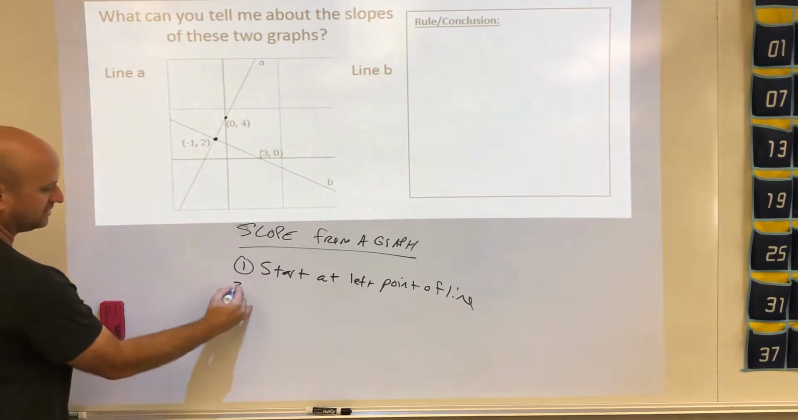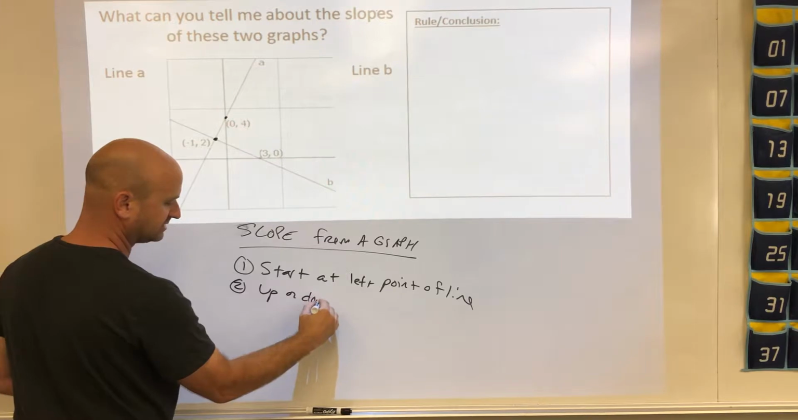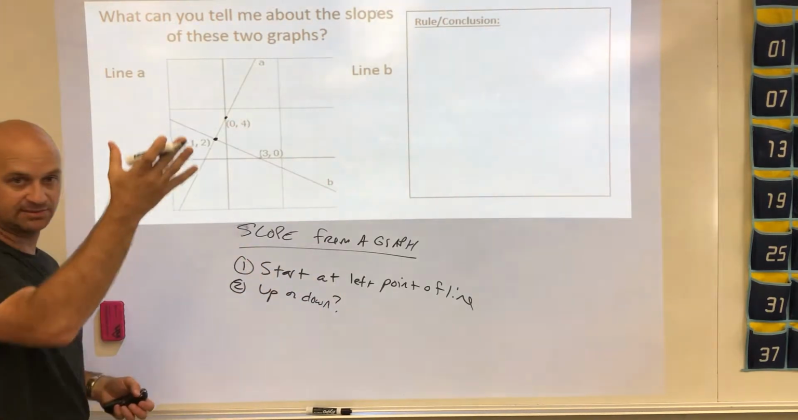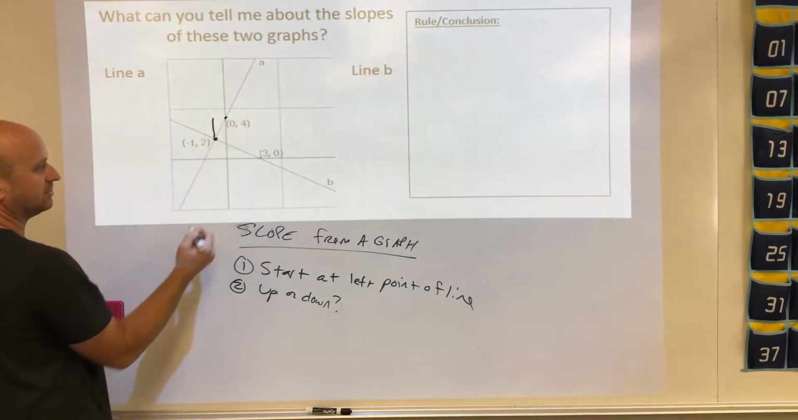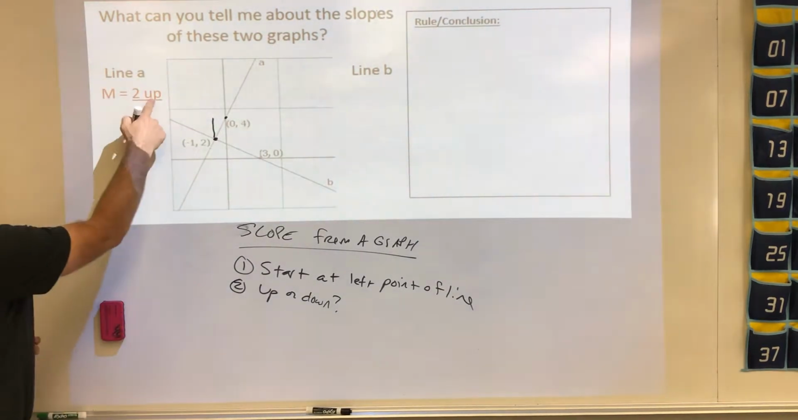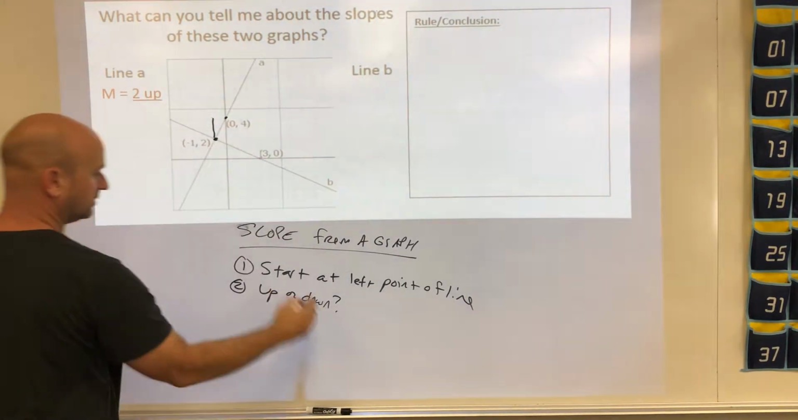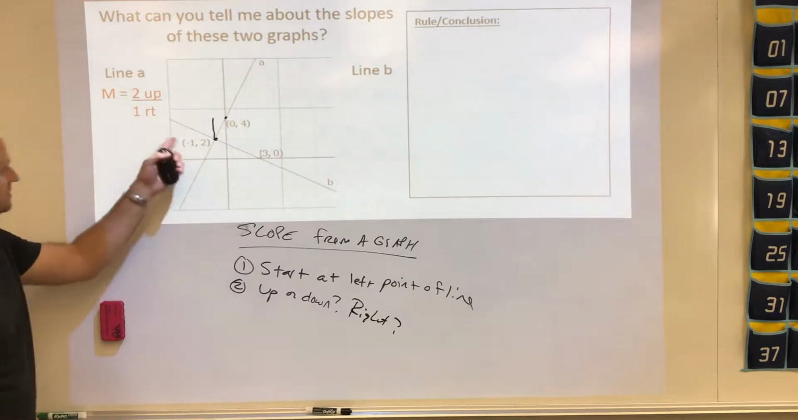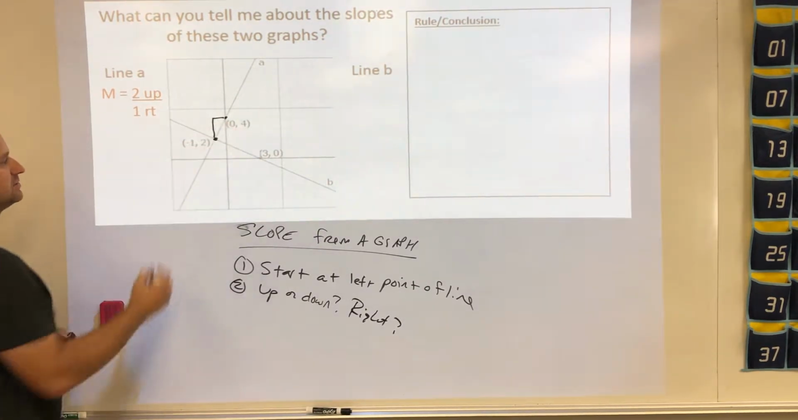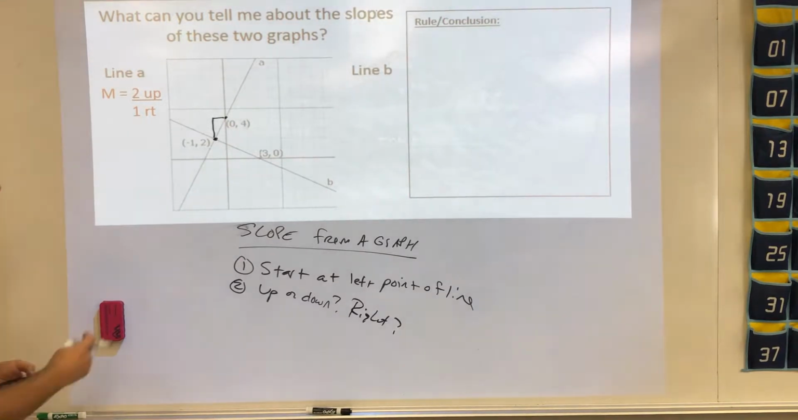Now, what we have to then do is determine, okay, from that point, do we go up or down? Because that's going to determine if the top number in our slope is positive or negative. And in this case, we actually go up 2. And again, m refers to the slope. Then we have to determine how many to the right do we need to go. And in this case, we go 1 to the right. And so our slope will be a +2 slope, or a +2/1 slope.